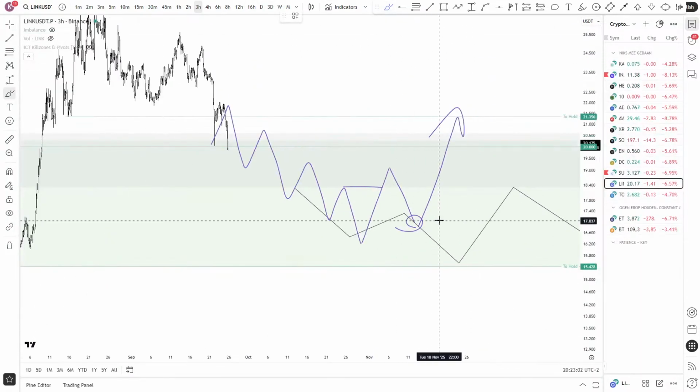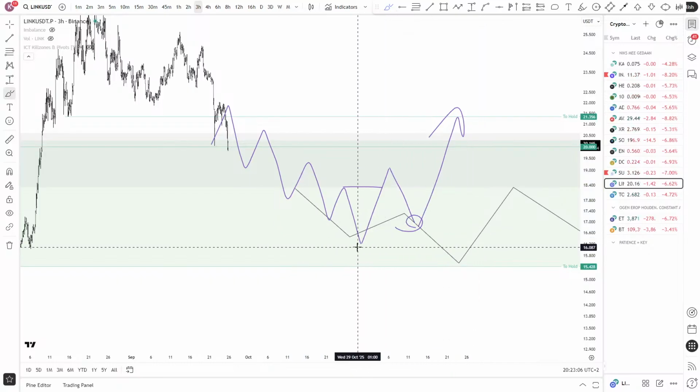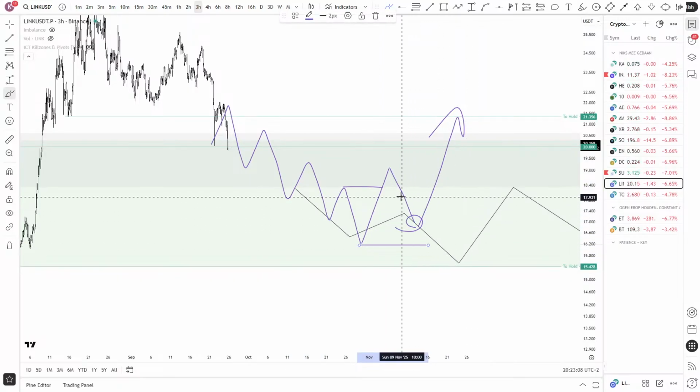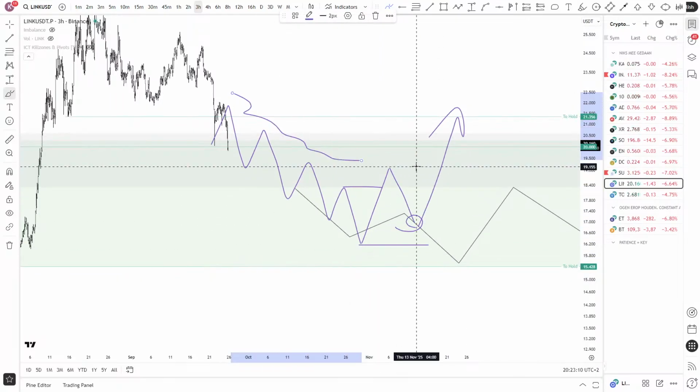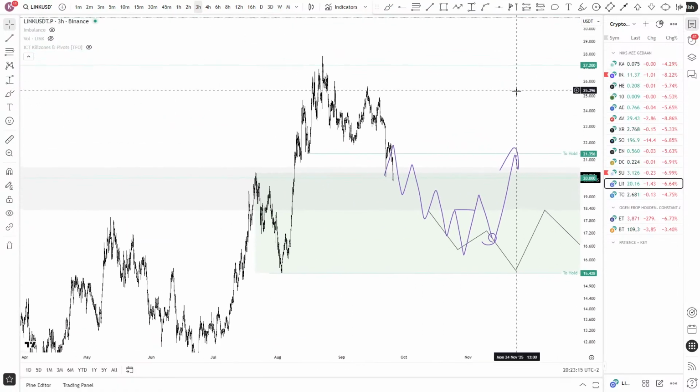It's just the execution you have to be sharp on. But most of the time you have a clear invalidation and clear targets. And that's pretty much all you need. Invalidations and targets.